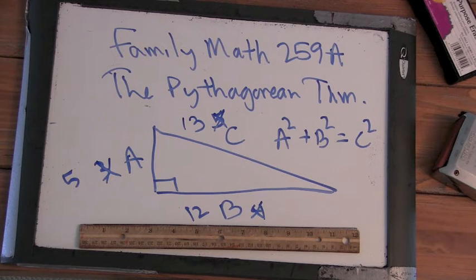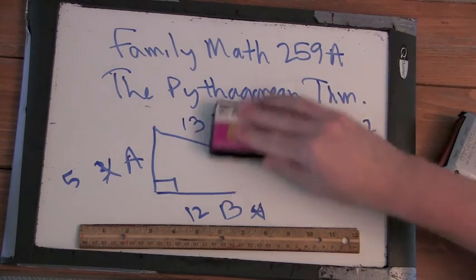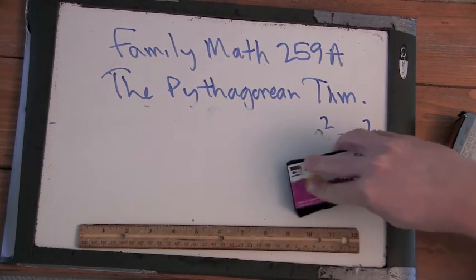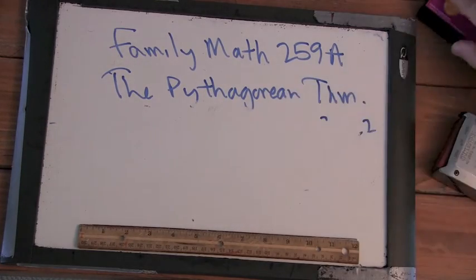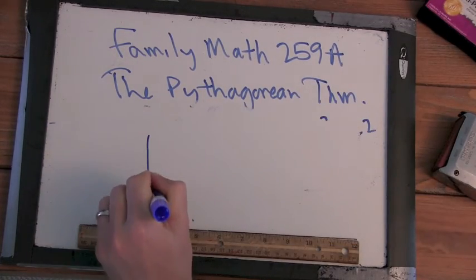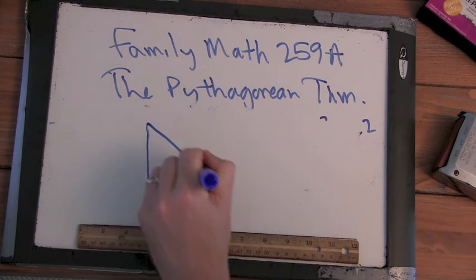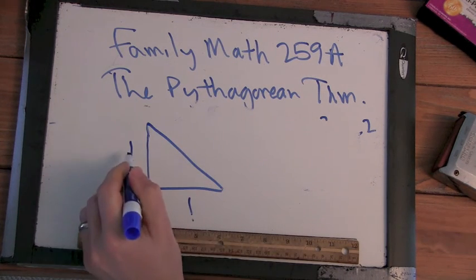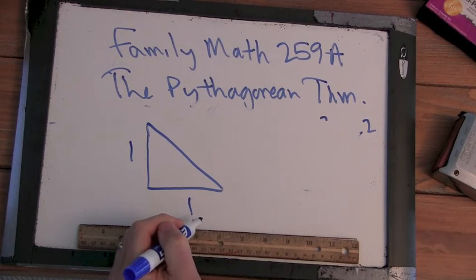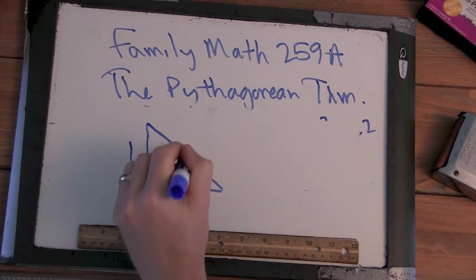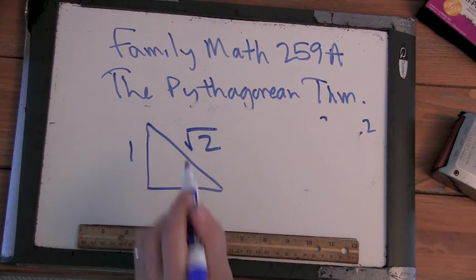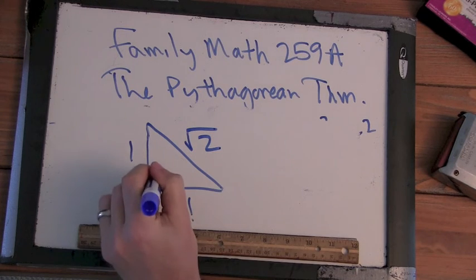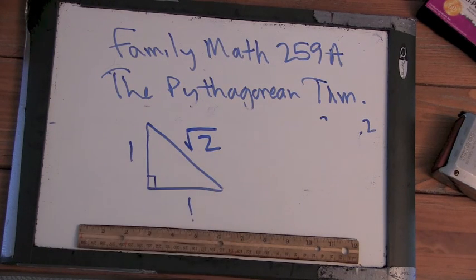Well, I think there's a 1, 1, square root 2 triangle. Ooh, very interesting. That's an isosceles right triangle. Okay. So if the two sides have the same length, then we'll just call that length 1 for now. 1 squared plus 1 squared is 2. And what number squared is 2? Square root of 2. So what we see is that not all right triangles have side lengths that are integers.